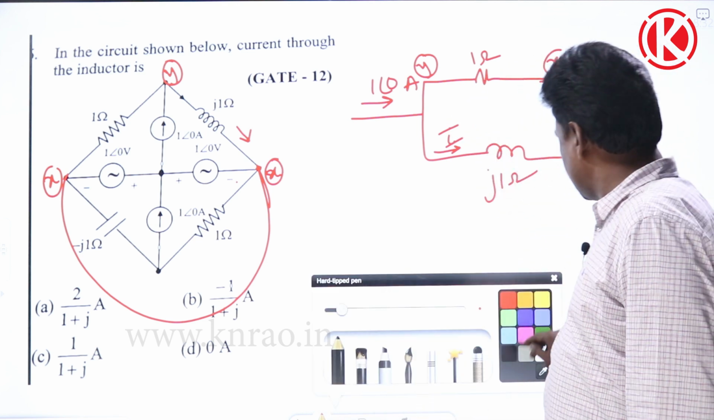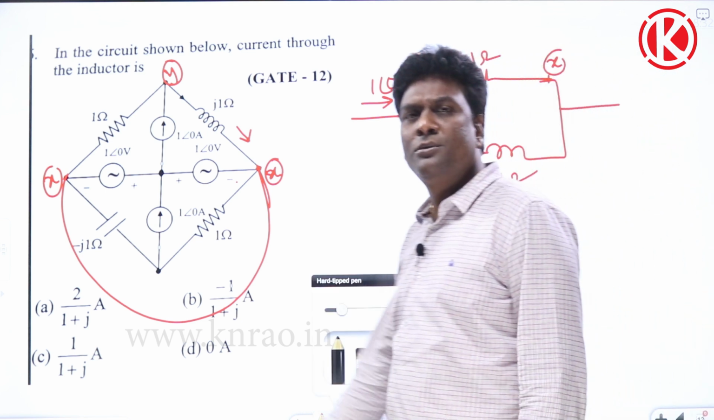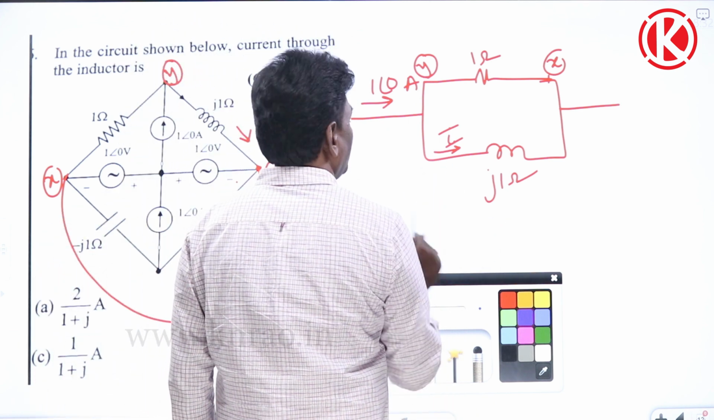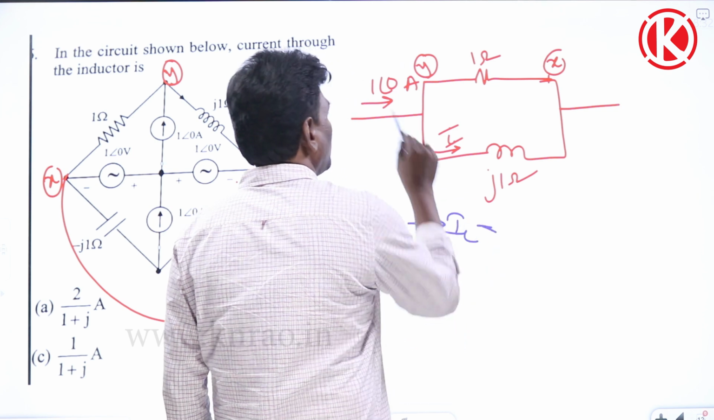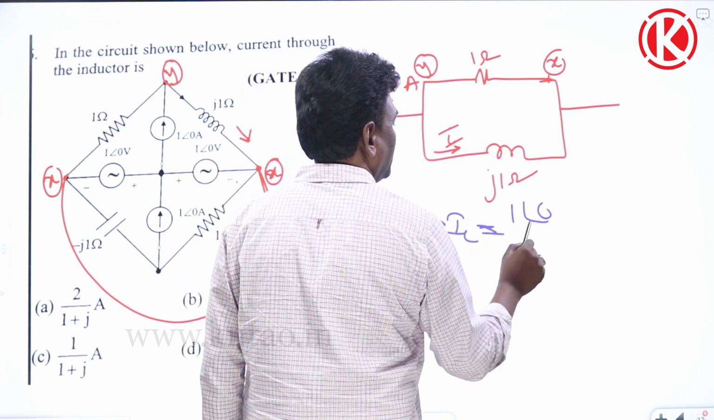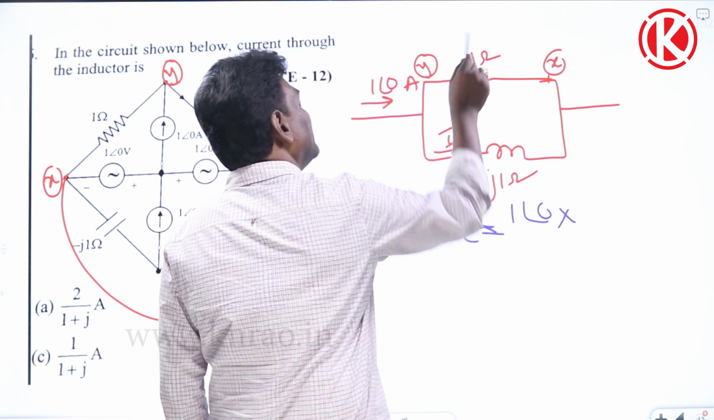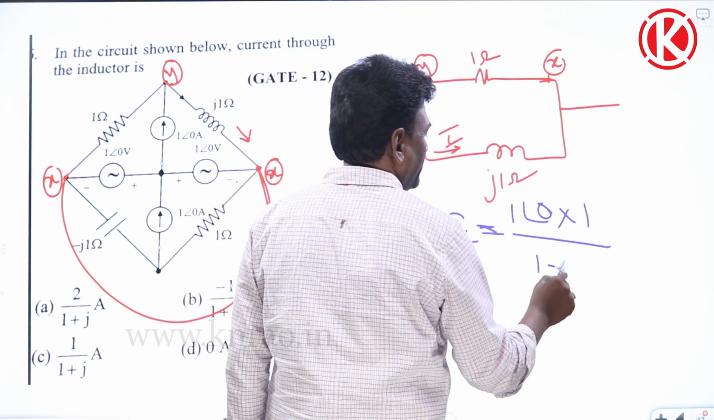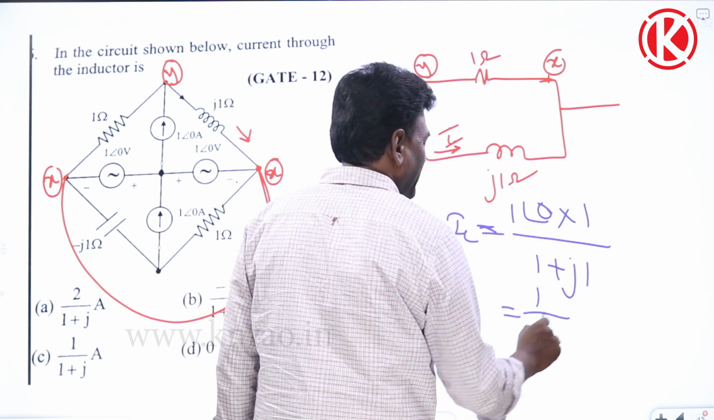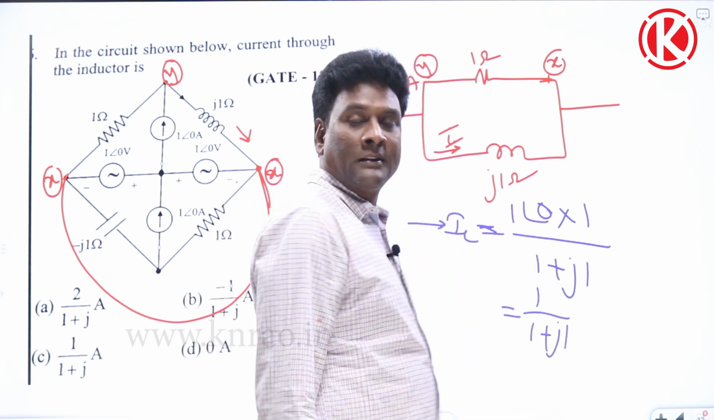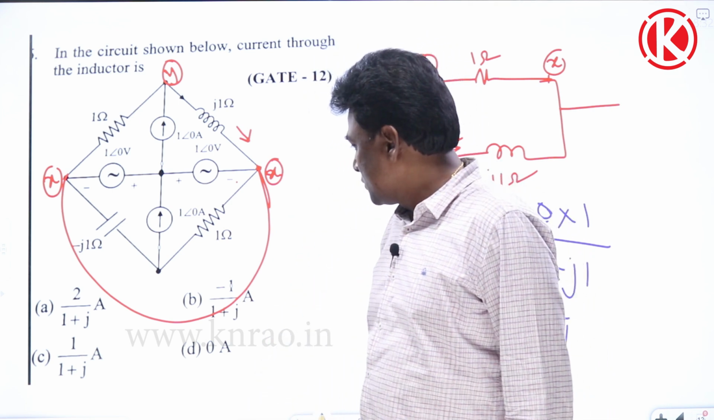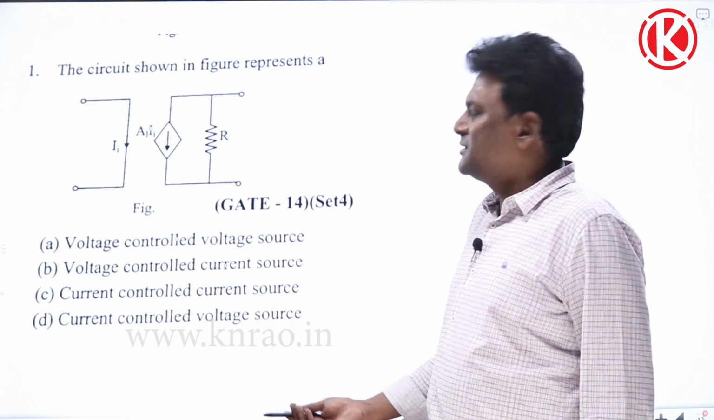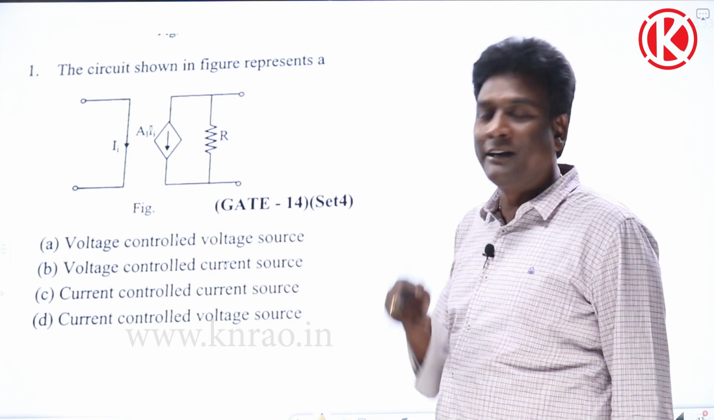Okay. Now how much is the current? Again, current division rule: total current into the other resistance divided by total resistance. So current through this, maybe IL, equals total current 1 at an angle 0, into the other impedance 1, divided by total, which is 1 plus j1, which is going to be 1 by 1 plus j1. This one is the right answer. It's actually a simple thing, but I thought of revising.